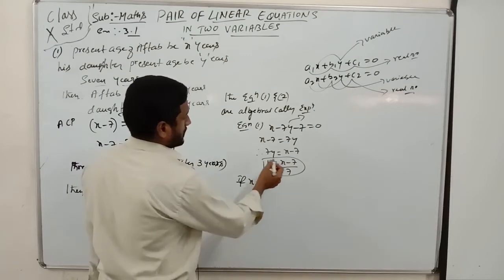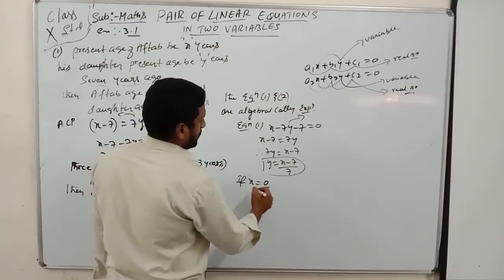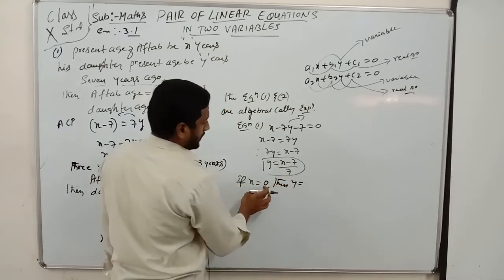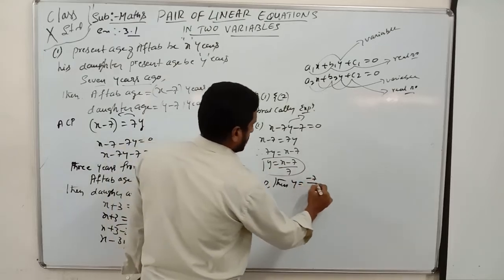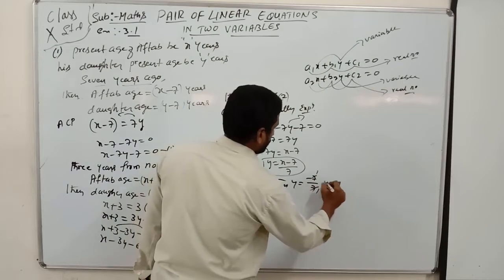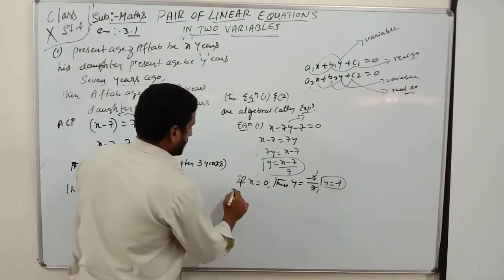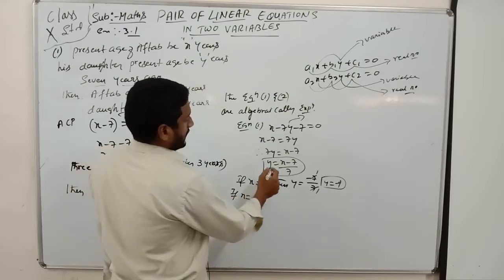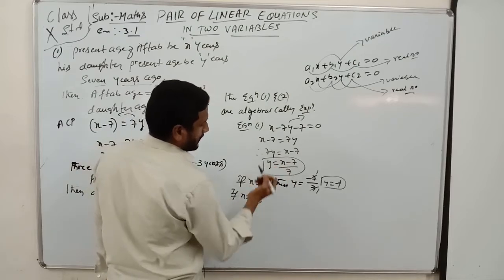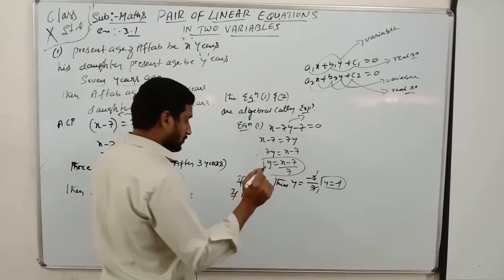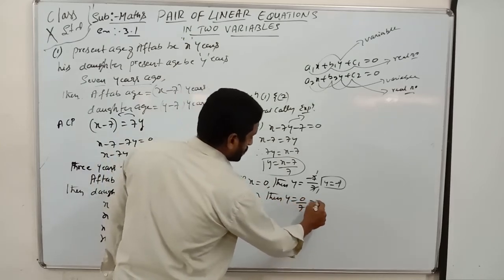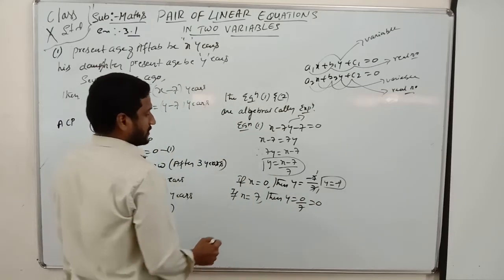Now, substitution: suppose you take x value as 0. What is the y value? Y is equal to, substituting x as 0, 0 minus 7 is minus 7, so minus 7 by 7, y is equal to minus 1. Similarly, if x is equal to 7, then 7 minus 7 is 0, and 0 by 7 is 0 only. So y value is 0.